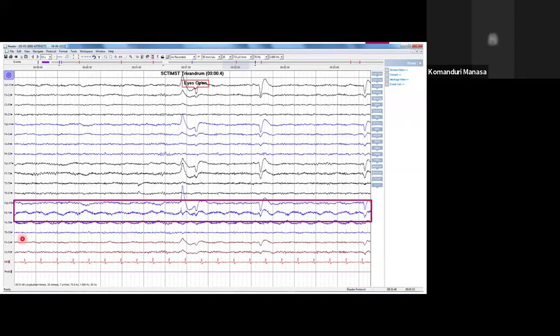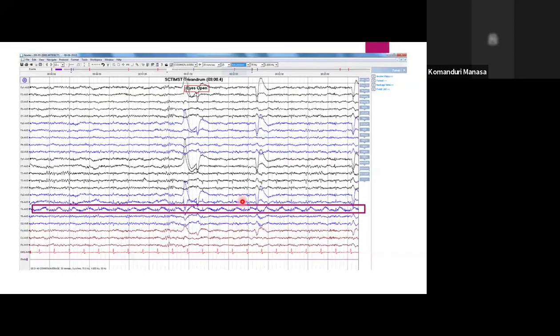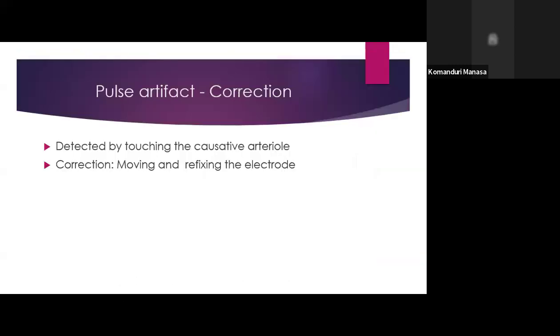So here we can see the pulse artifact, particularly over the T4. The electrode is placed over the artery, so this T4 is causing some activity here. It is only present in two channels in the longitudinal bipolar montage. We have to look into the referential montage. If we see the referential montage, it is present only in one channel, and it is time locked with the ECG, occurring 200 to 300 milliseconds after the ECG. And when we measure the peak to peak time, the pulse artifact interval will be equal to the RR interval on the ECG, so we can differentiate it by measuring that. Pulse artifact is corrected by moving or refixing the electrode.